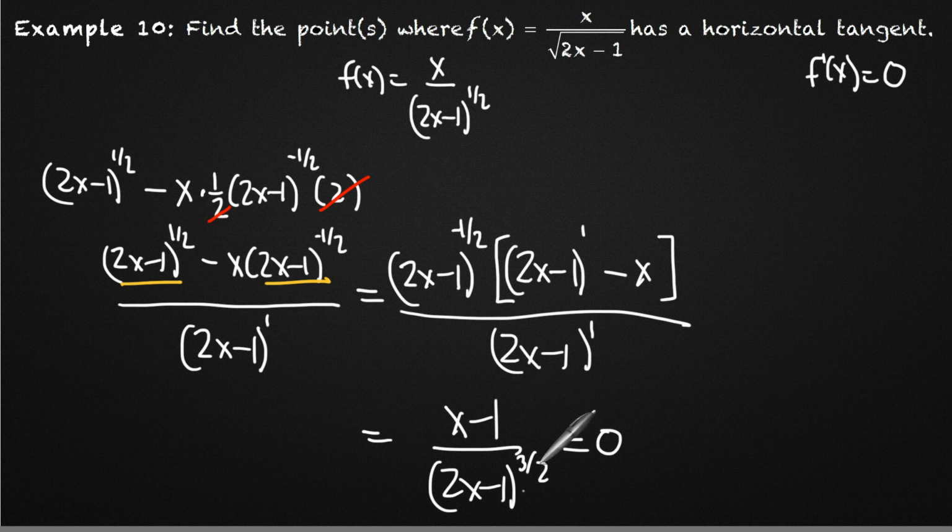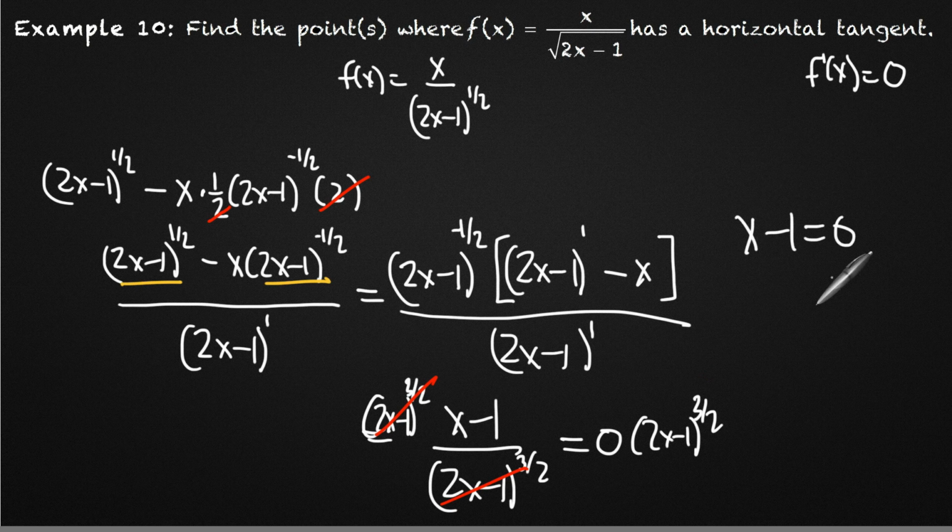And we know any fraction is equal to 0 when its numerator is 0. But just in case that's confusing, let me just go ahead and multiply both sides by 2x minus 1 to the 3/2. When we do that, this is going to cancel out with that. Essentially what we're going to have is x minus 1 equals 0. So the only point on this graph where the slope is 0 is at x equals 1.